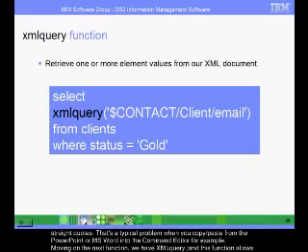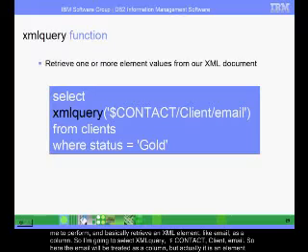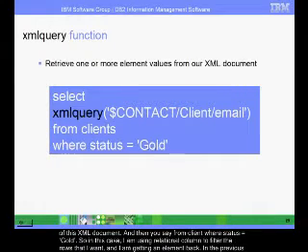For example, moving on to the next function, we have XMLQUERY, and this function allows me to basically retrieve an XML element like email as a column. So I'm going to select XMLQUERY, contact client email. So here the email will be treated as a column, but actually it is an element of this XML document. And then you say from client where status is gold. So in this case, I'm using a relational column to filter the rows that I want, and I'm getting an element back.